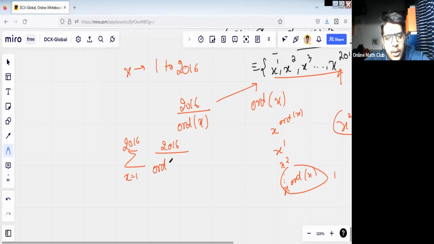So you just have to sum, x goes from 1 to 2016, 2016 divided by order of x. Is this clear? How do we get this?